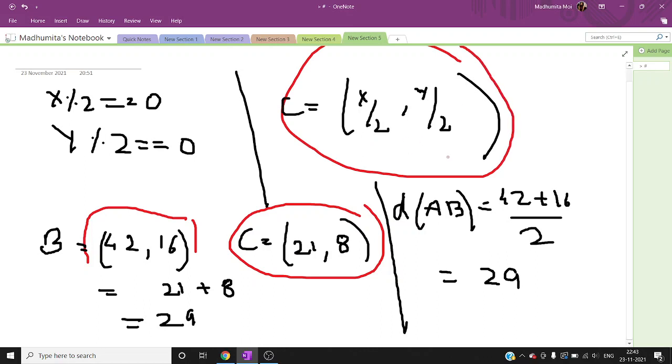So the distance of A to C is going to be, in that case, let's say, 21 plus 8, that is 29. The distance of A to B by 2 is also 29. So both the conditions are fulfilled over here.